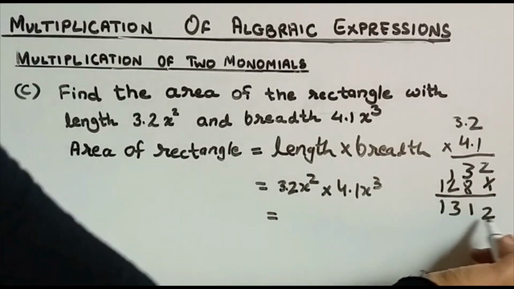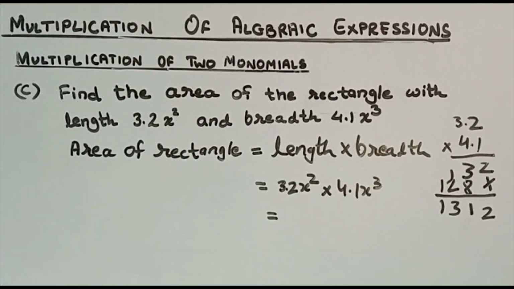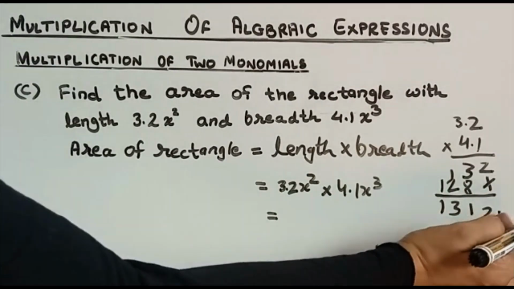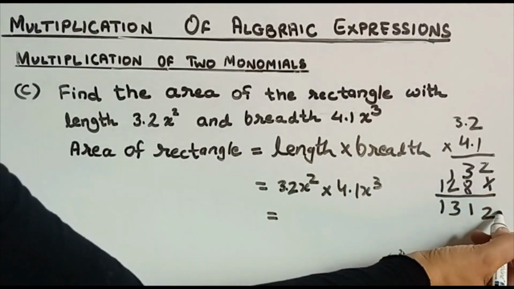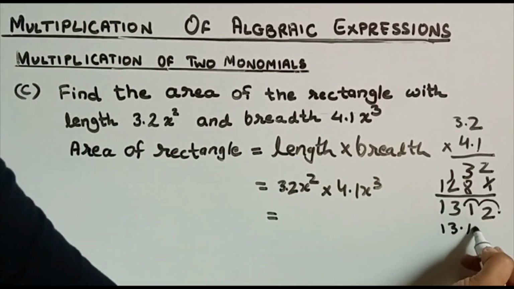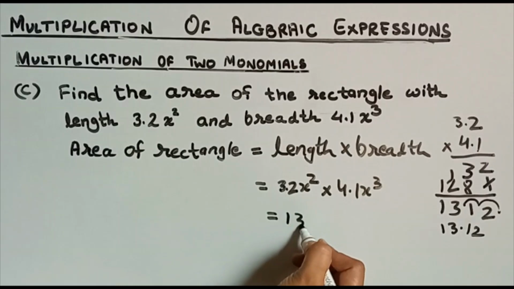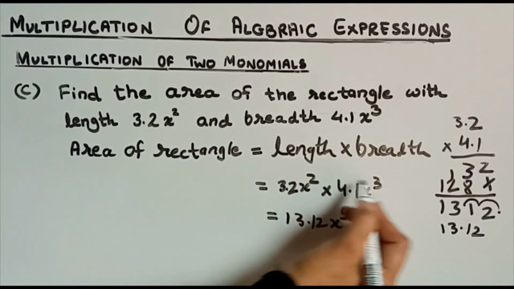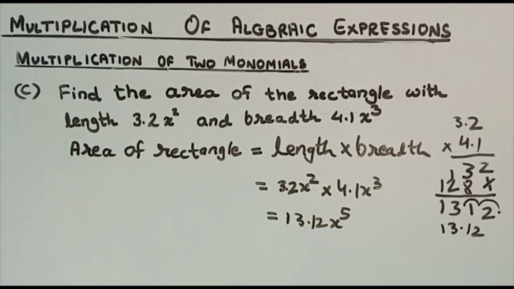Now you cannot see a decimal here. So where is the decimal? The decimal is here. Now we are going to shift the decimal from here two places. This is first place, this is second place. So the answer is 13.12 x raised to 5, because 2 plus 3 is 5.